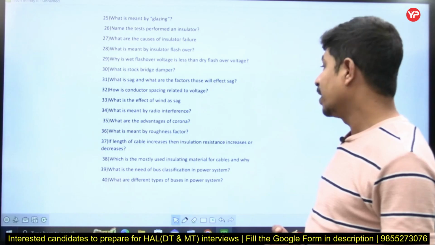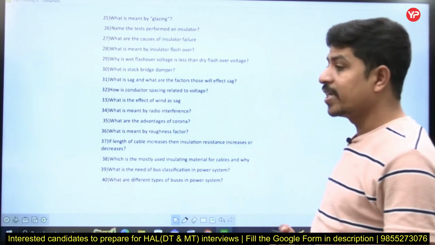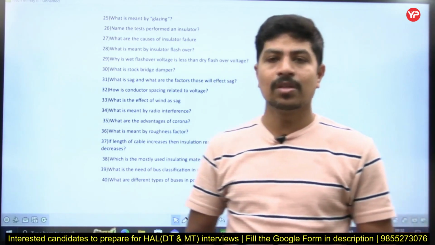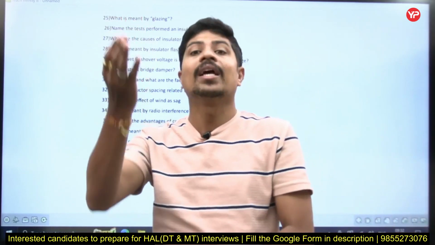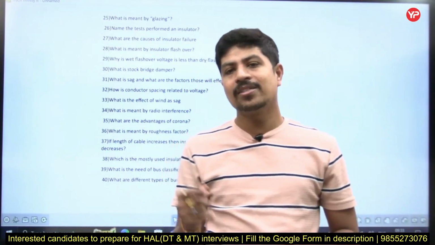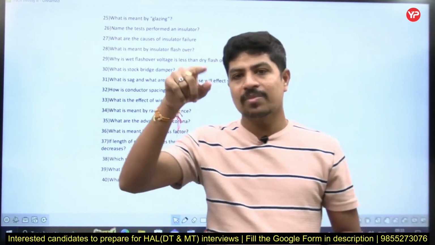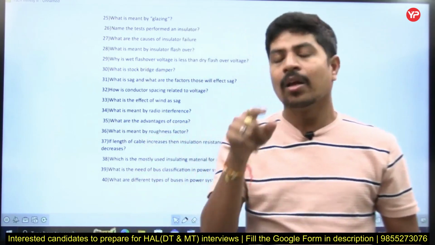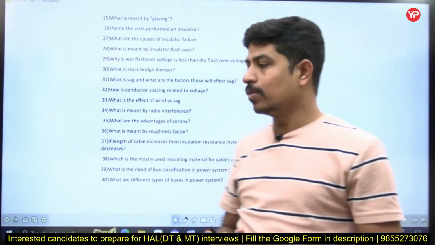If the length of a cable increases, does insulation resistance increase or decrease? This is a logical question. Insulation resistance is inversely proportional to length. If length increases, insulation resistance will decrease. It's not the same as general resistance. The general resistance formula is R = ρL/A, so resistance is directly proportional to length. But insulation resistance, R_insulation = ρ/(2πL) × ln(R/r), where R is the outer radius and r is the inner radius. So R_insulation is inversely proportional to length.